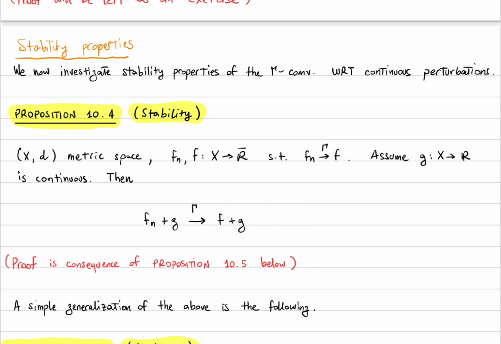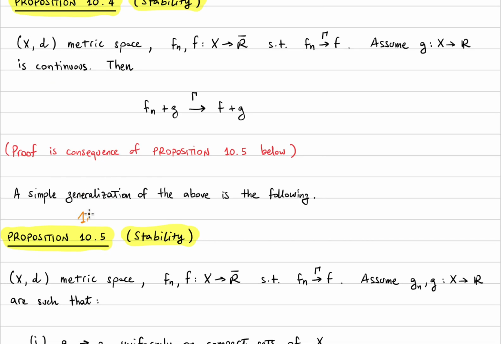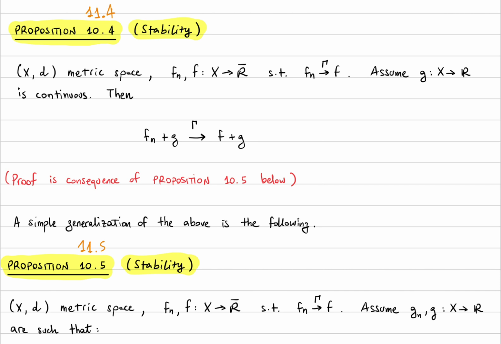The first proposition, again, sorry, the notation, the numbering here should be 11.4. And again, here I made another mistake. This should be 11.5. But anyway, so (X, d) metric space, and as usual, F_n a sequence and F the candidate gamma limit. Assume that F_n gamma converges to F. So now suppose you're given another function g from X into R, which is continuous. Then basically F_n gamma converges to F implies that F_n plus g gamma converges to F plus g.